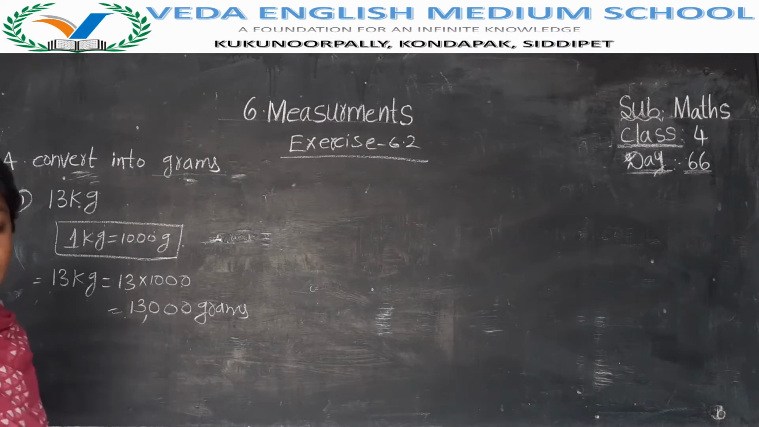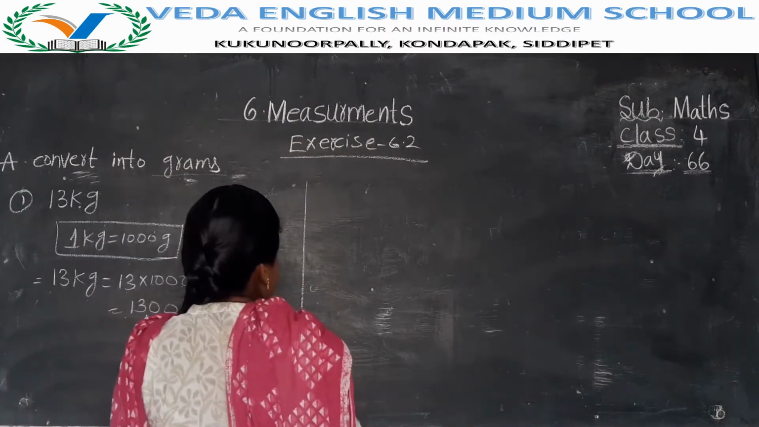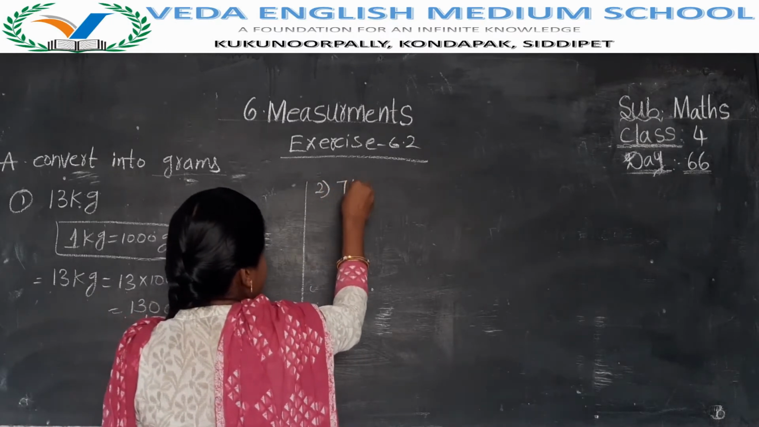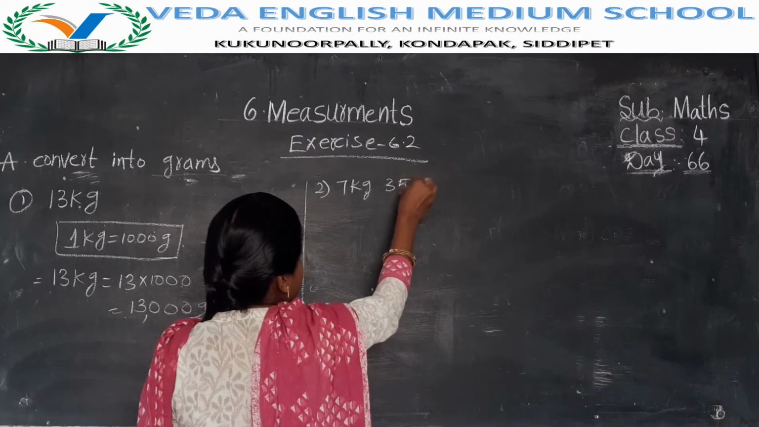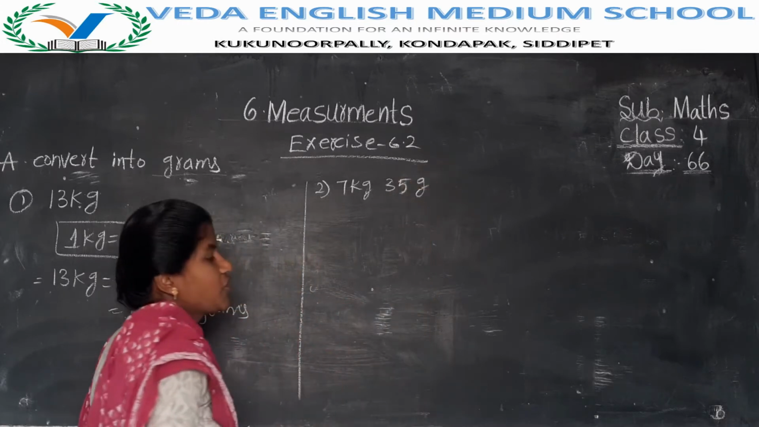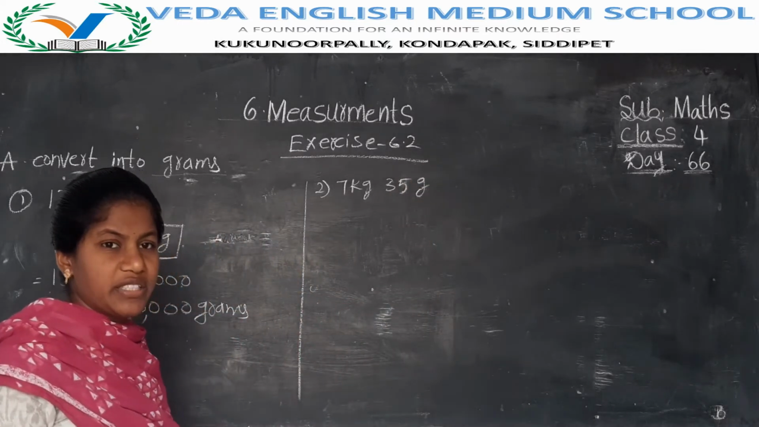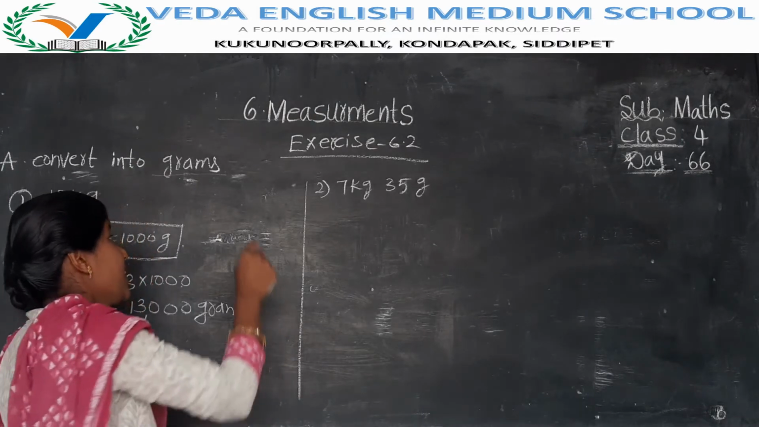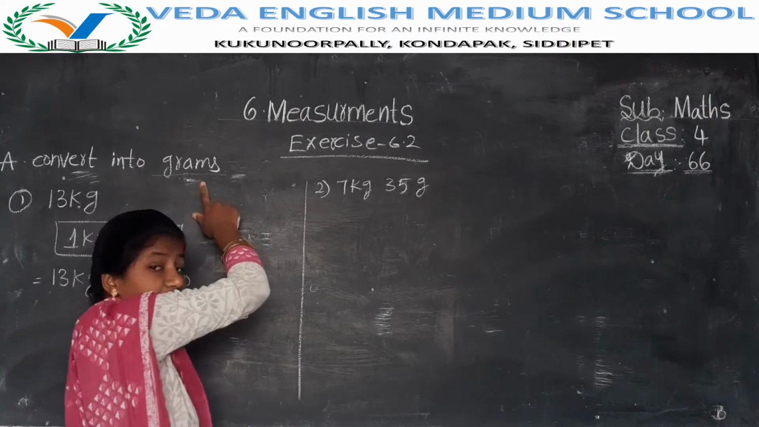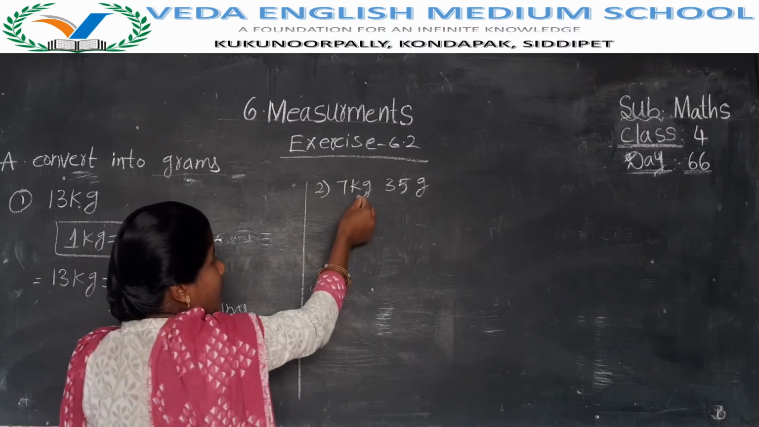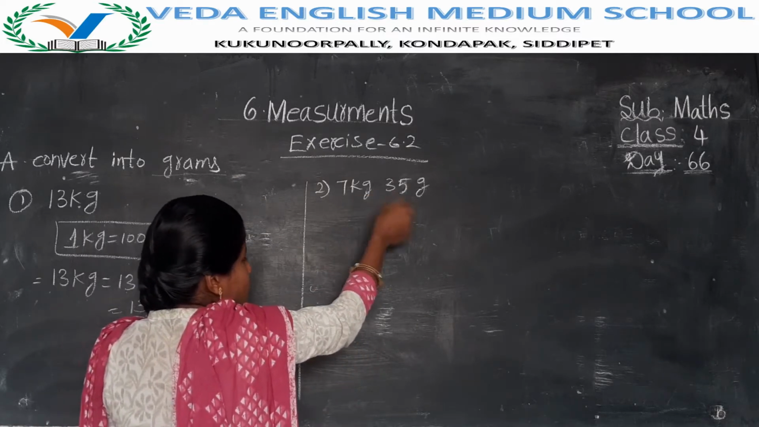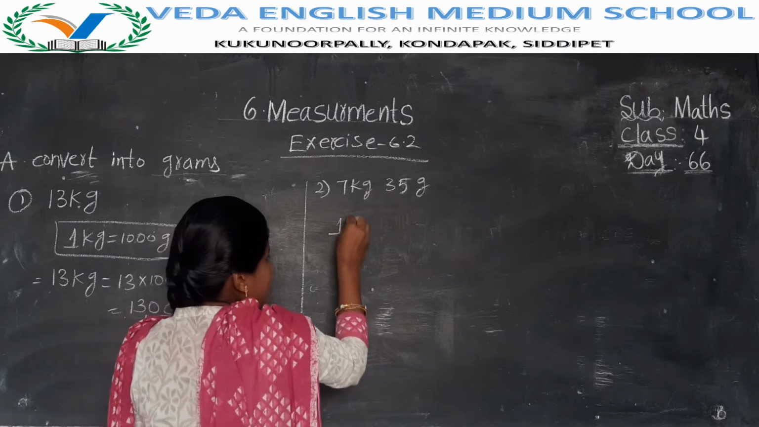Second question, 7 kg 35 grams. The term which is in grams, grams లో కన్వర్ట్ చేయమన్నారు because they are asking to convert into grams. Already it is in grams, so no need to convert. Only we have to convert kilograms into grams and we have to add these two. So how to convert? Same like this only.